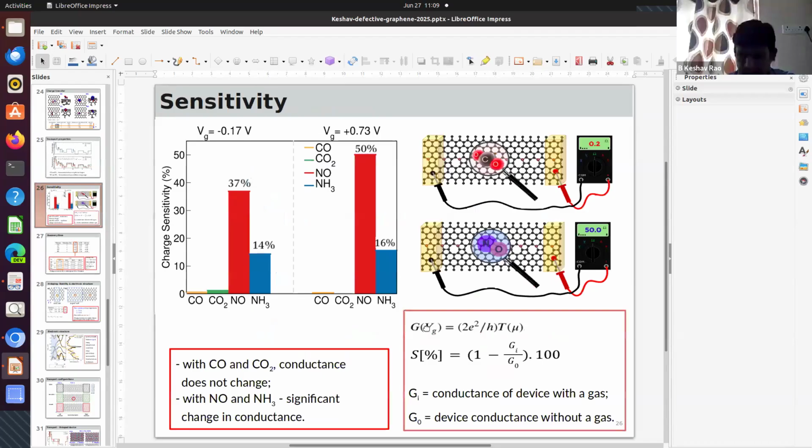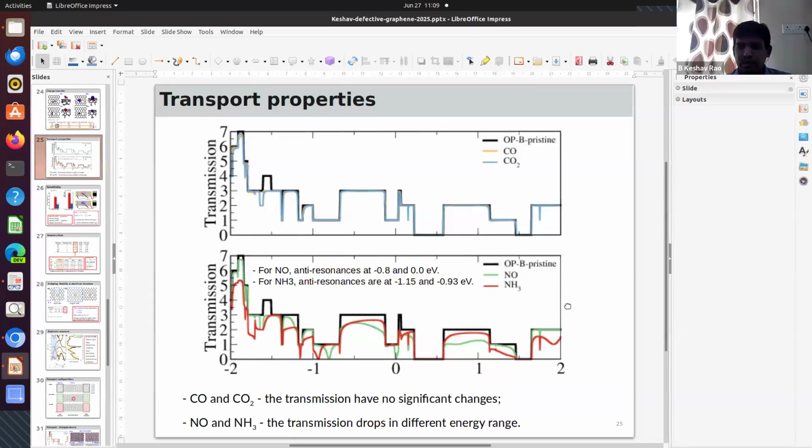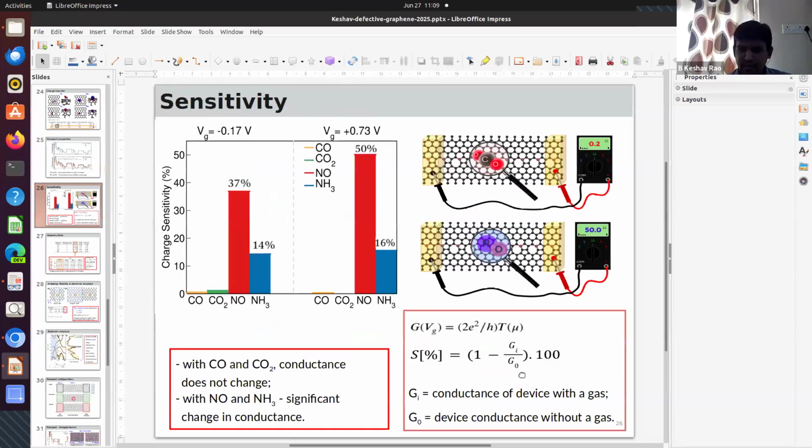If it is prepared experimentally, then with the help of a multimeter, resistances can be noted here, and by reciprocal, G can be obtained. G naught means the absence of the gas molecule. So sensitivity can be obtained. And there are questions related to this.